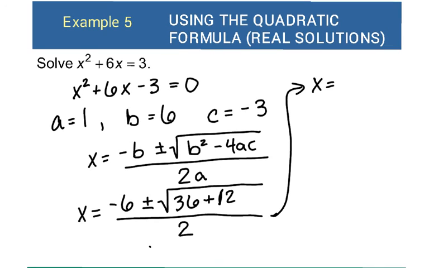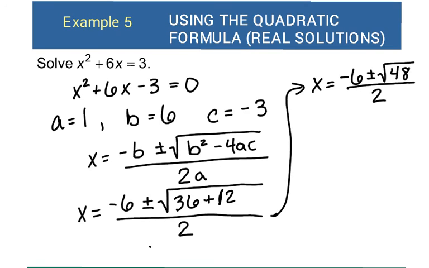X is equal to -6. Let's simplify what's in that radical: 36 plus 12 gives us 48, all over 2.